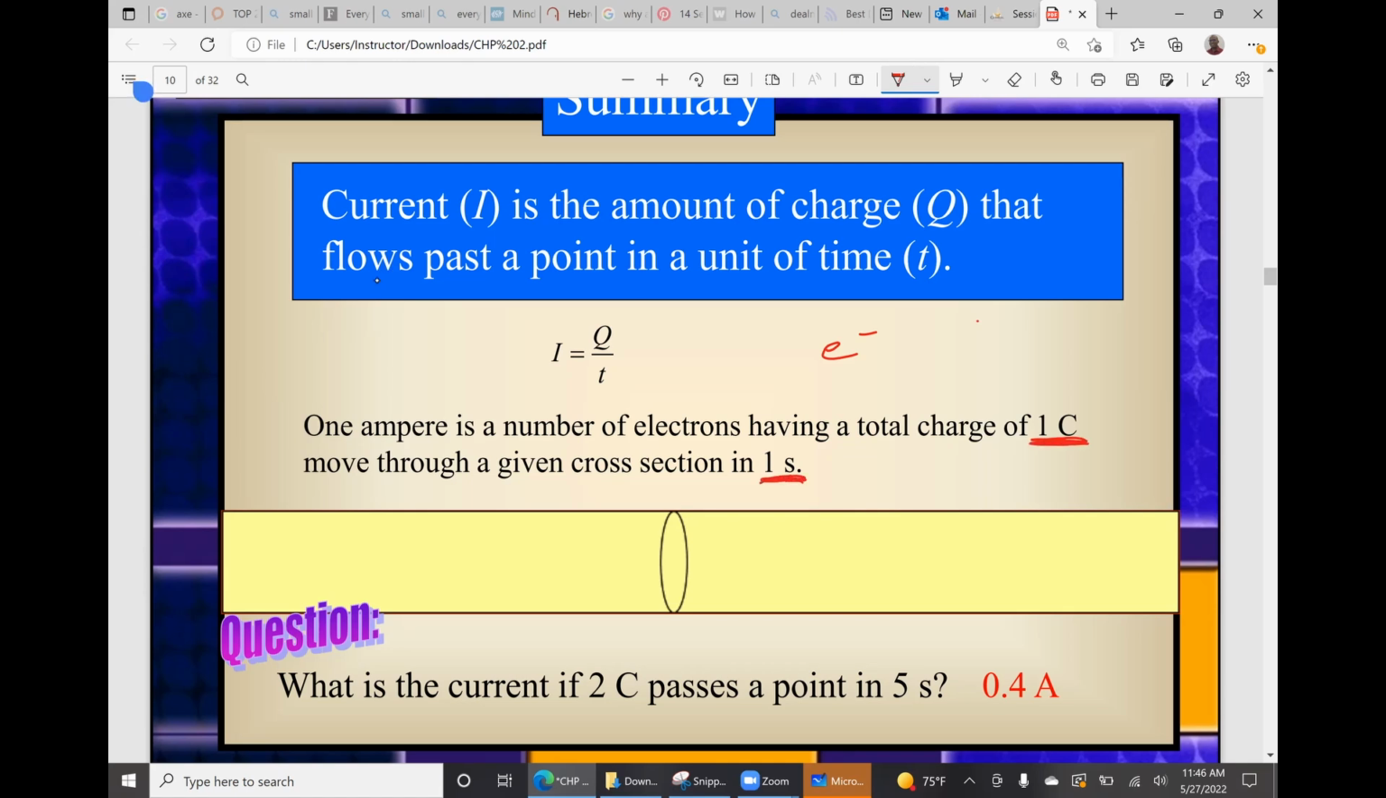So if you want to say we have 1 ampere of current, this is when we have 1 coulomb of charge that flows past the point in 1 second. We say that this is 1 ampere of current. So we see again, current is the rate at which the charge is flowing. So what if we have 2 coulombs passing in 5 seconds? Of course, it's going to be 2/5, and that gives us a current of 0.4 amps.